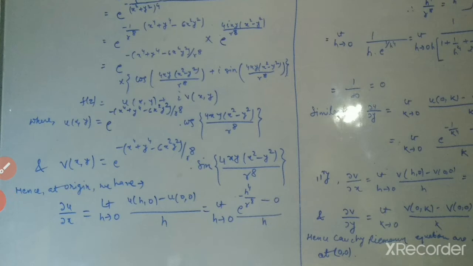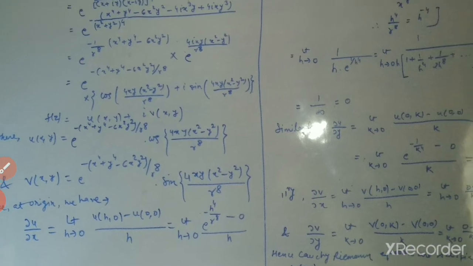So del u by del x, by the definition we will write like limit h tends to 0 of u(h,0) minus u(0,0) divided by h. So this is equal to limit h tends to 0. What's our u(h,0)? Here we are putting x equals h and y equals 0. While putting x equals h, this term becomes 0 and cancels, and this value will become cos 0, that means 1. So we are having only one function of x. So we have e to the power minus h⁴ divided by r⁸, minus 0 divided by h.